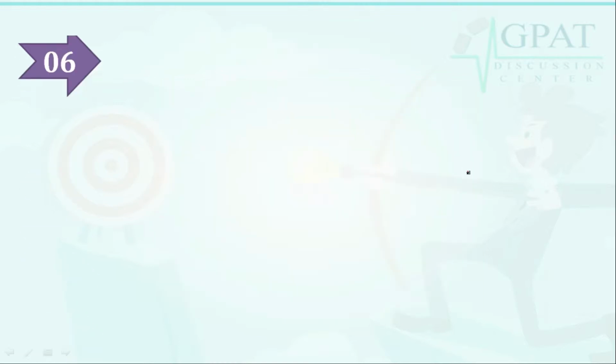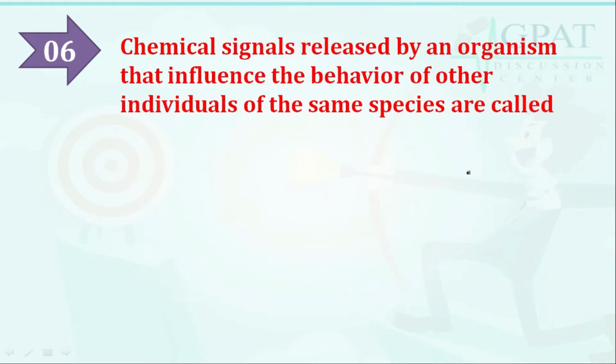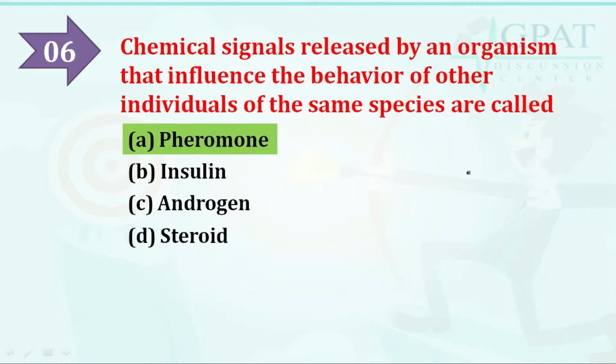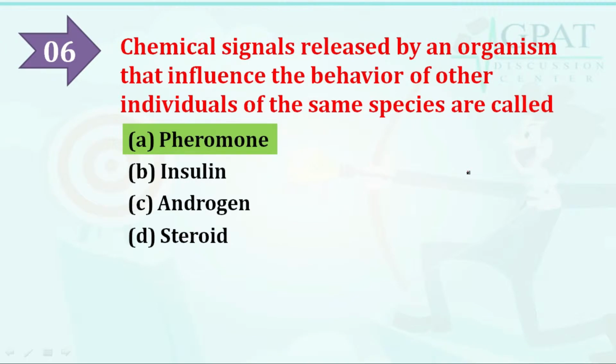Moving on to the next question, chemical signals released by an organism that influence the behavior of other individuals of the same species are called, and the options are, option A is pheromone, option B is insulin, option C is androgen, option D is steroid. So chemical signals released by an organism that influence the behavior of other individuals of the same species are called pheromone. So let's understand with the help of a detailed explanation here. So the correct answer is pheromone.